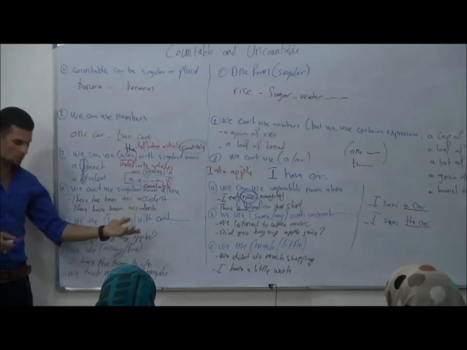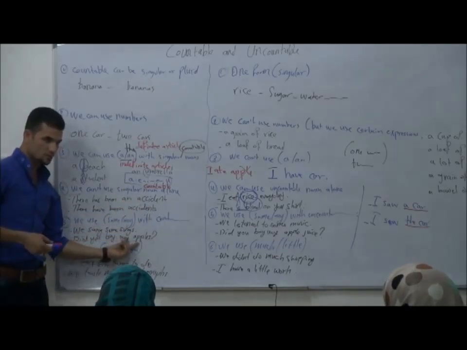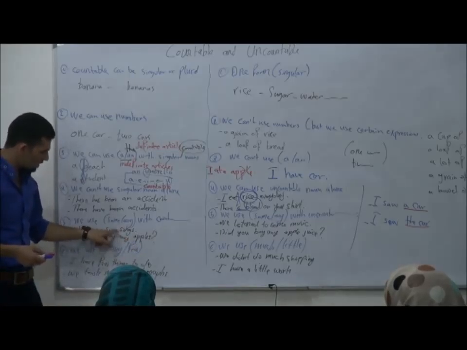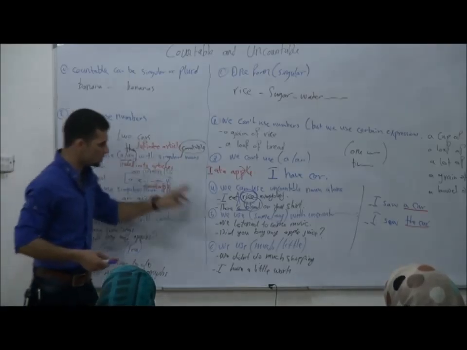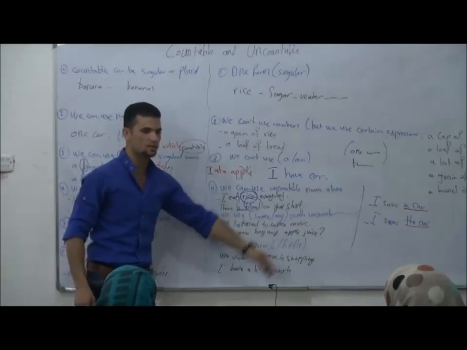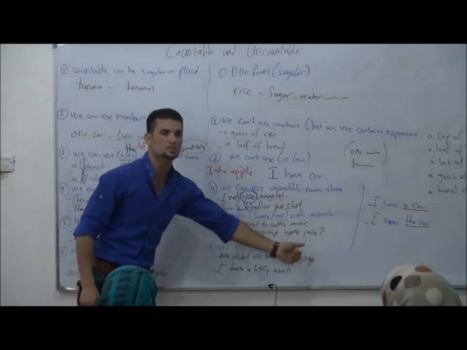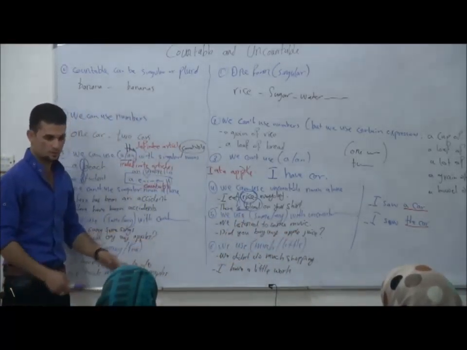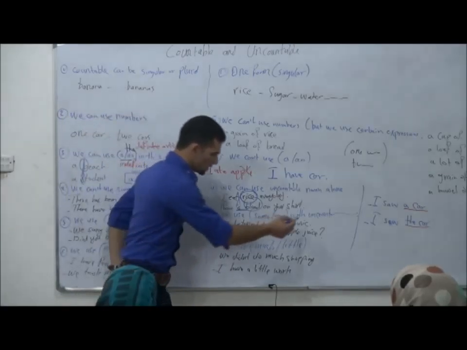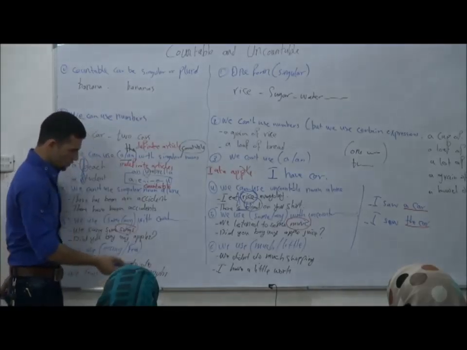With the plural countable? Yes. So, did you buy any apples? Some and any are used with both uncountable nouns and countable nouns. And here, we also use some and any with uncountable nouns. We can say some songs and some music. Music is uncountable. Songs are countable. That's true.